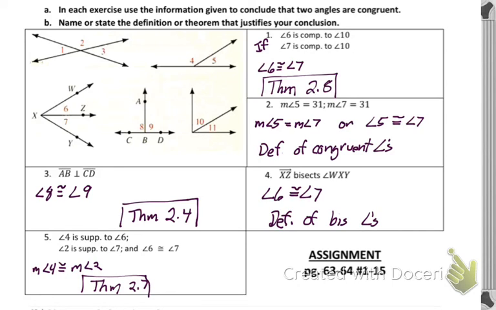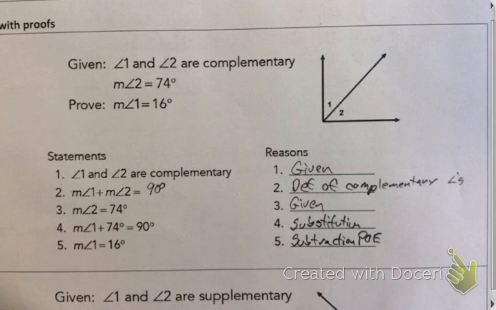And 2-7 says if two angles are supplements of congruent angles or the same angle, then the two angles are congruent. All right. That pretty much does it.